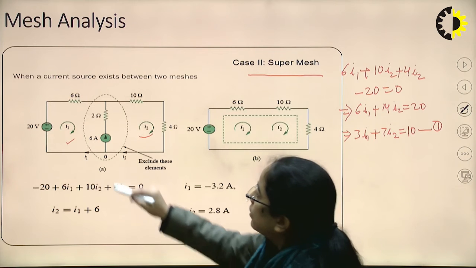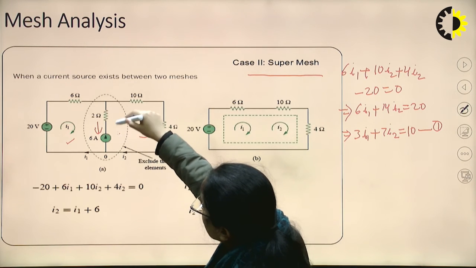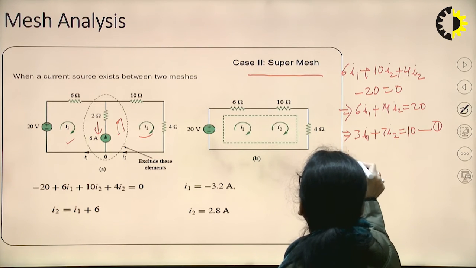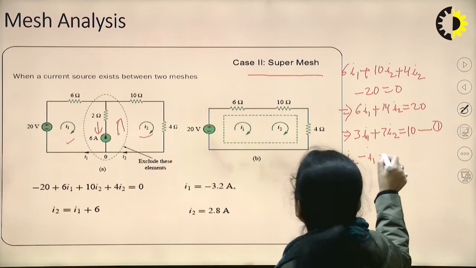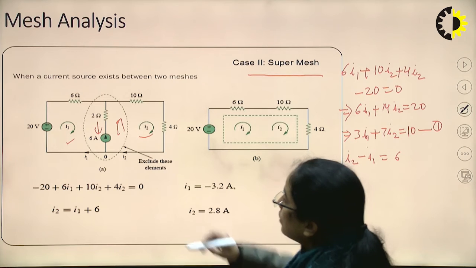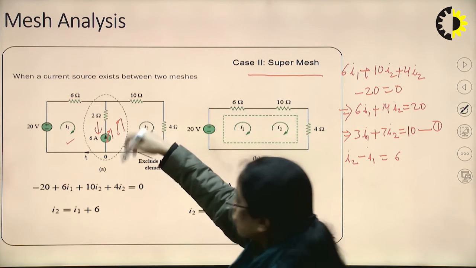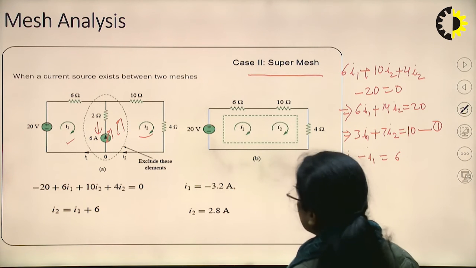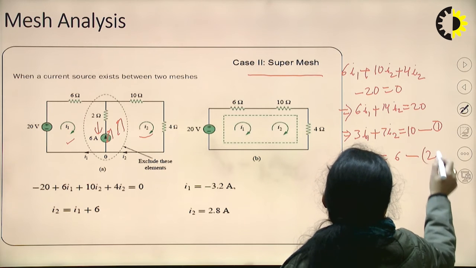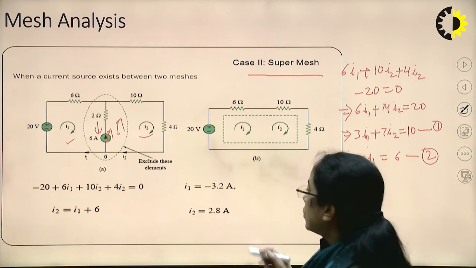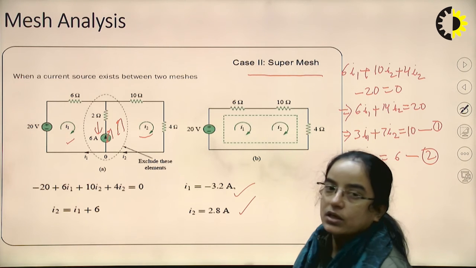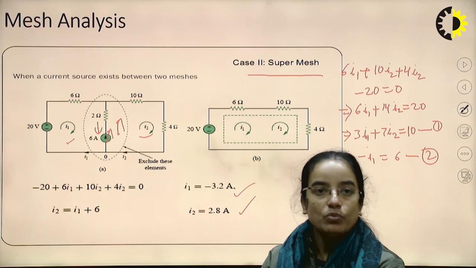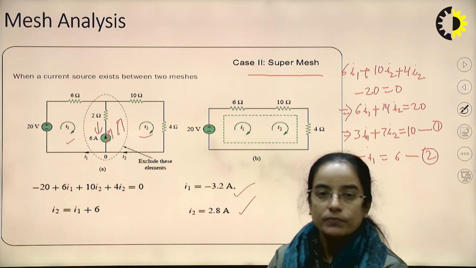Now here I1 is in this direction, I2 is in this direction, so we can write I2 minus I1 is 6. How? See, the direction of this current source is upward, so I2 minus I1 equal to 6. Now we have two equations, so we will solve these and find the values of the currents I1 and I2. This is the case of a super mesh, because a current source exists between two meshes.